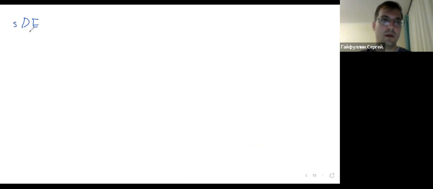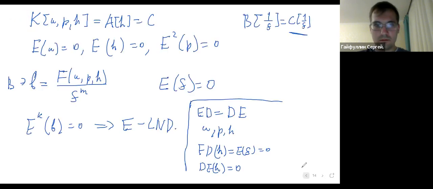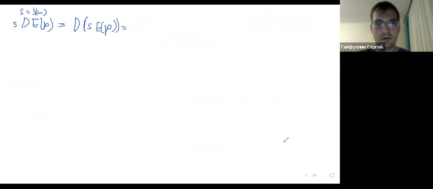Let us multiply it. It's more convenient to multiply DE from P by S. Then it is D from S, because S is a polynomial of U, and this is S multiplied by E from P, which is equal to minus U. So this is D from minus F of U, and this is 0.